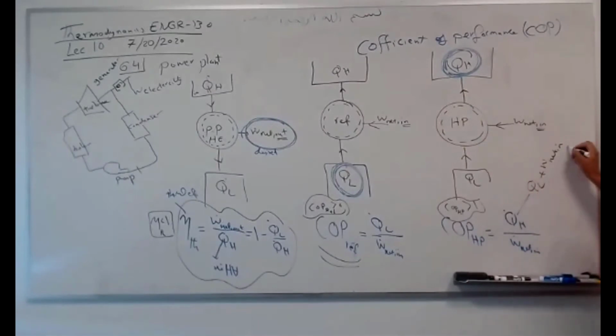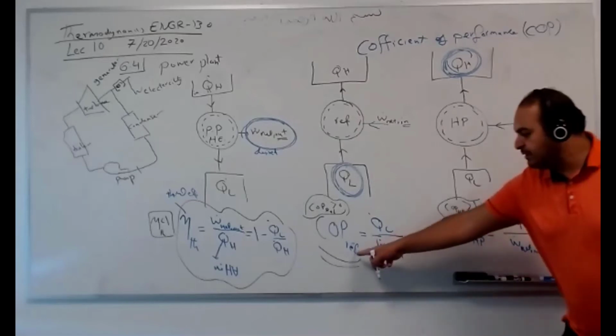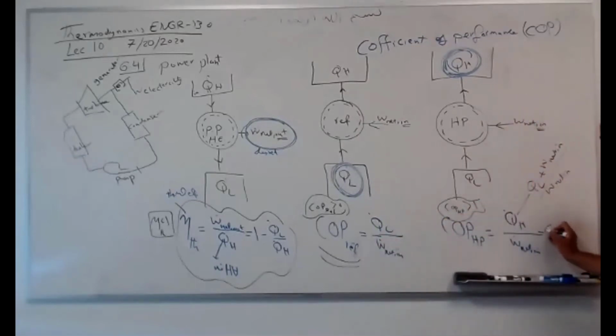Okay? So Q high is equal to this plus this. When you divide this by W net in, it means 1 plus Q low over W net in. This over this means 1. This over this means COP refrigerator. So this equals COP refrigerator plus 1. Make sense? Yeah, thank you. No worries.